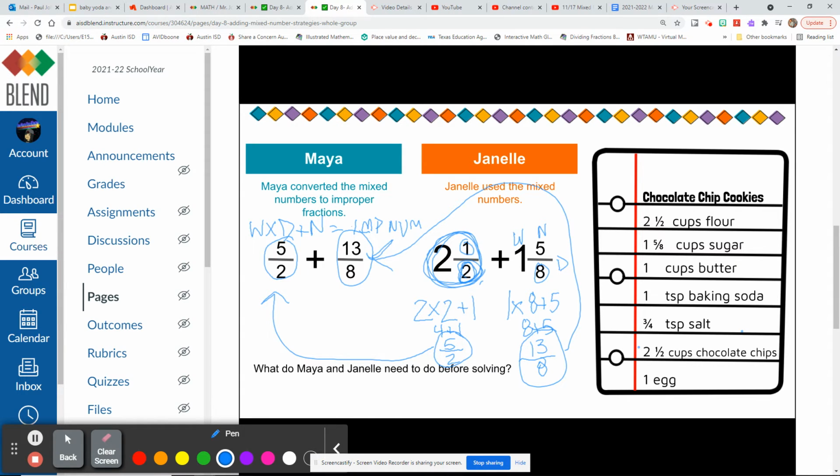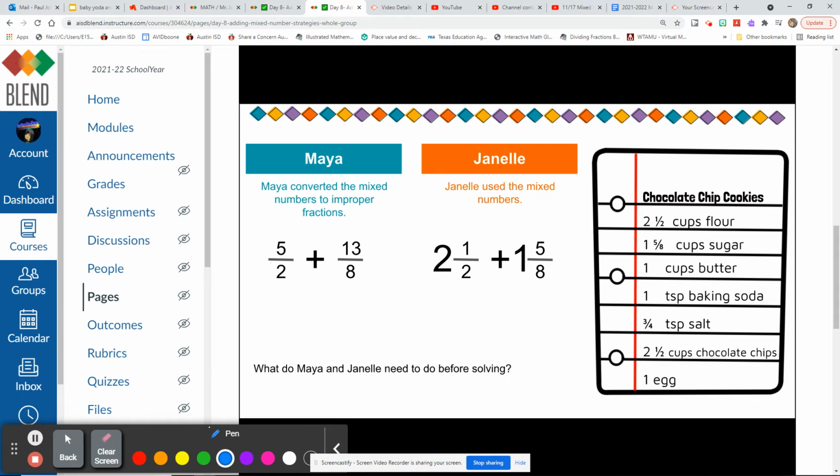So all Maya did was make them back into improper fractions. Now, we can totally solve this problem if we do 5 halves plus 13/8. Same thing as before. We just have to ask ourselves the questions. Are my denominators the same? Is a 2 the same thing as 8? No. Question 2. Can I turn one of my denominators into the other one using multiplication? Can I turn a 2 into an 8 using multiplication? Yes, I absolutely can. 2 times 4 equals 8, right?